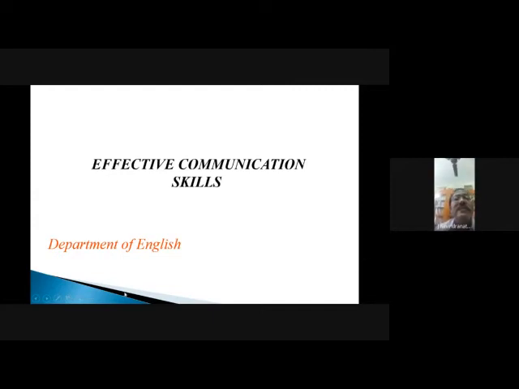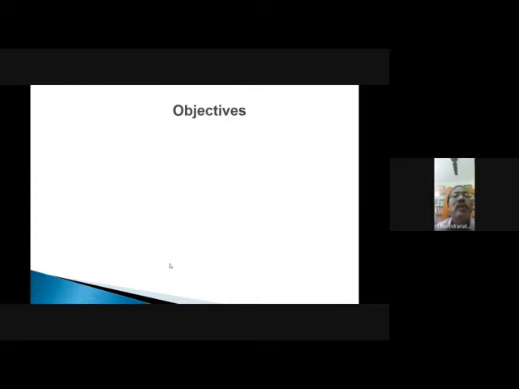Dear students, now the topic of the day is effective communication skills. We know how in these days of internet revolution, communication skills have become a very important word. It has become a buzzword. And apart from your domain knowledge, you have to develop communication skills. Communication skills are also part of soft skills.